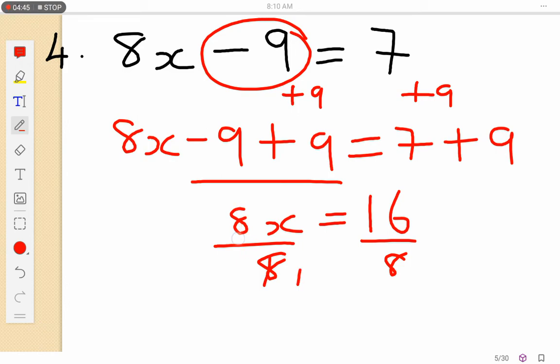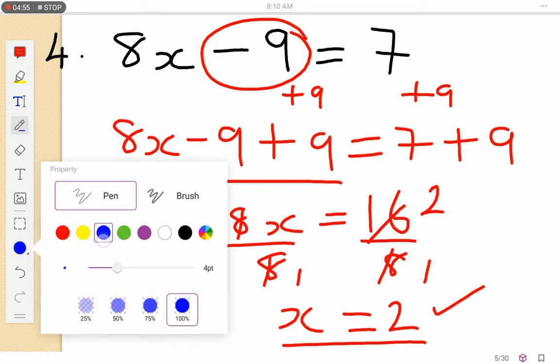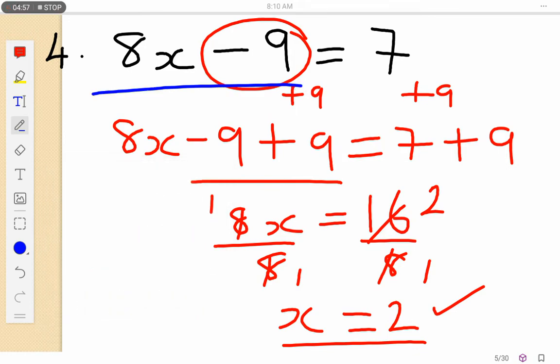So 8 into 8 is 1. 8 into 16 is 2 times. So our x is equal to 2. So this is the value of our x. Let's check our answer using the formula, this one.